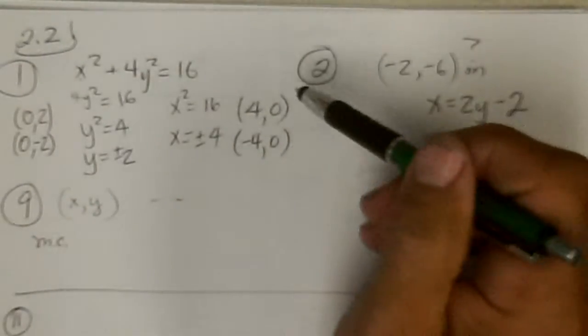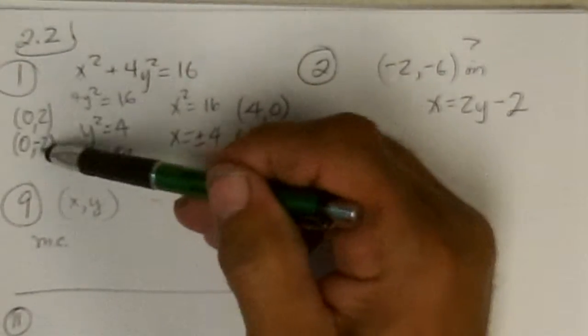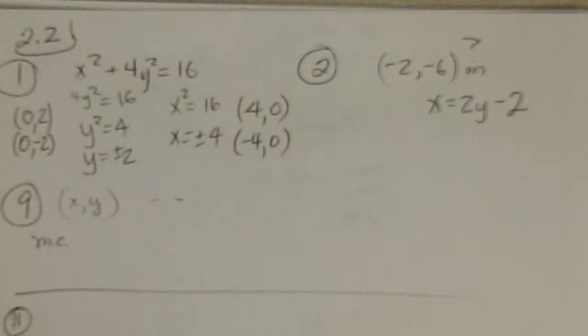Clearly, this is not a function. For the same x, we got two y's, so it's not a function. And that's all we have to do to find the intercepts.